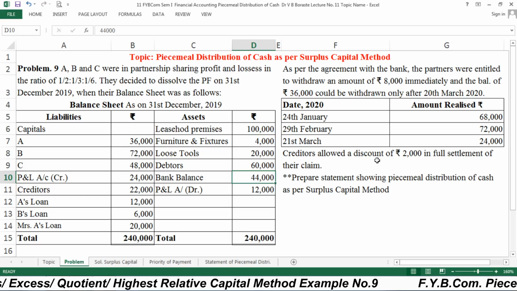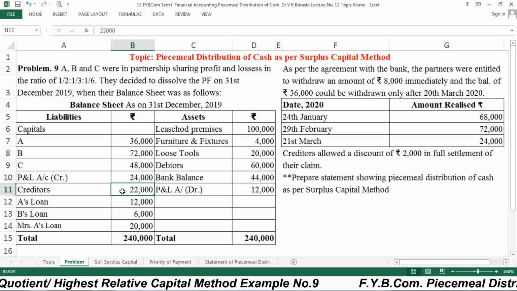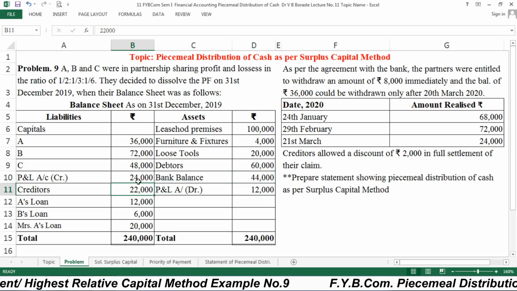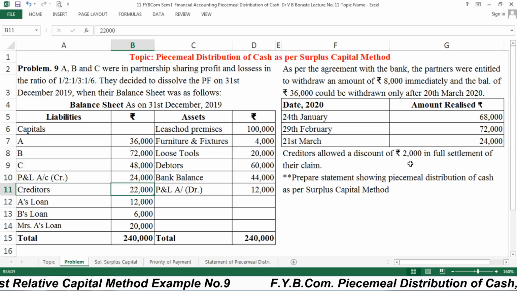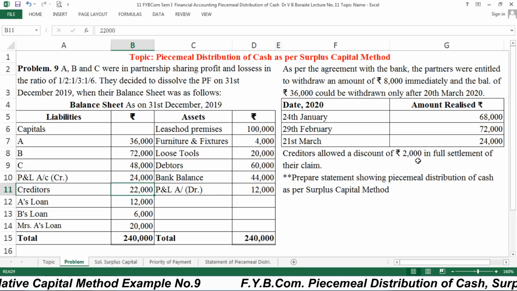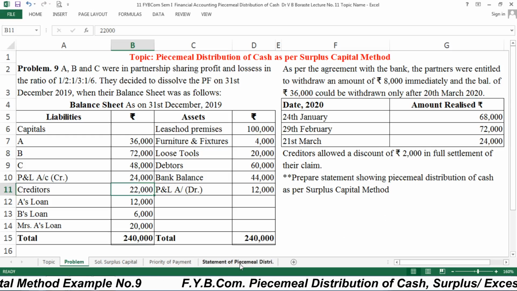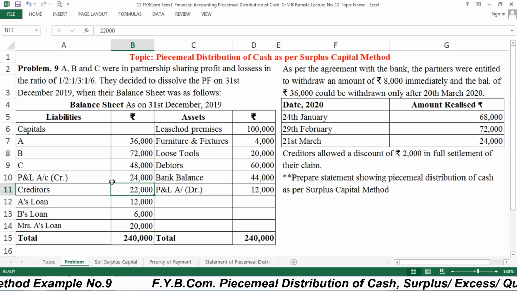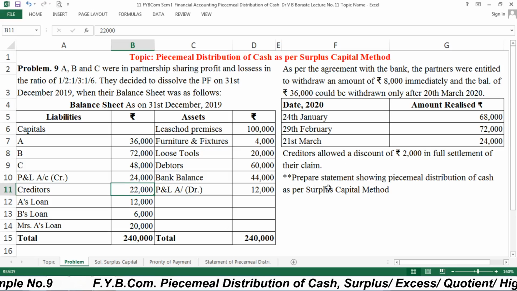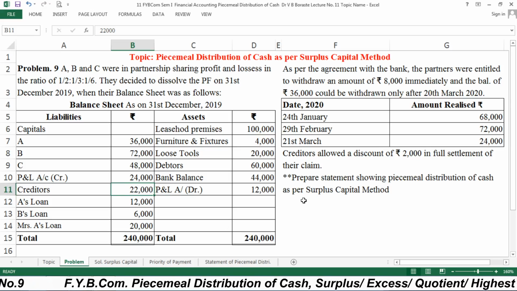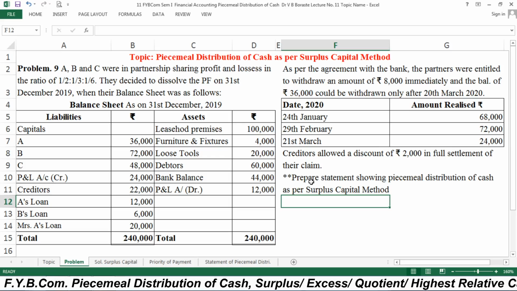Creditors allowed a discount of rupees 2,000 in full settlement of their claim. On the liability side, the amount payable to creditors is 22,000. However, creditors allowed us a discount of rupees 2,000. That means our liability will be reduced by 2,000. Simple. In the piecemeal distribution of cash, we have to mention creditors as 20,000 instead of 22,000. Prepare a statement showing piecemeal distribution of cash as per surplus capital. So this is the example. You can take a screenshot or write it down in your notebook.